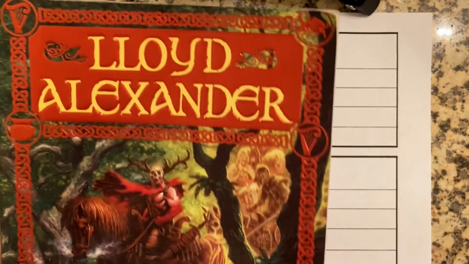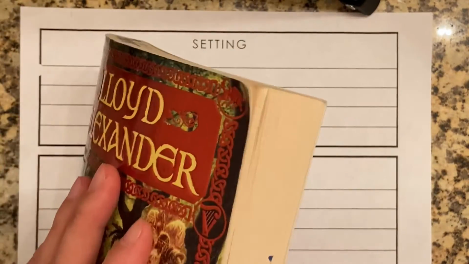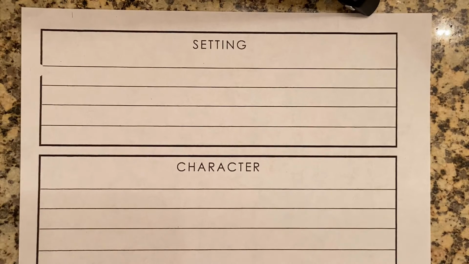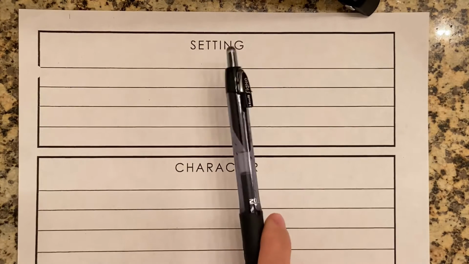Perfect. So, to understand this book better, we're going to fill out our story chart. And today we're only going to focus on setting, character, plot, and conflict. And tomorrow we'll go ahead and break it into different elements in the story chart. So, let's begin with our setting.